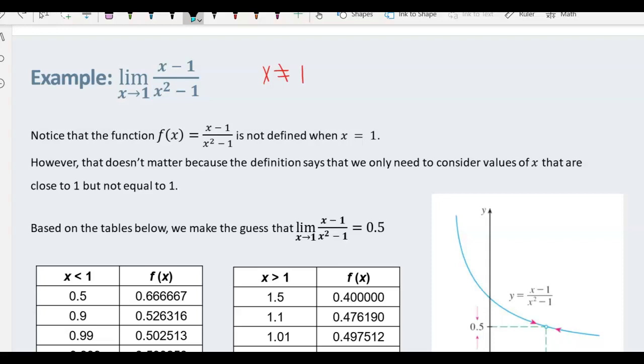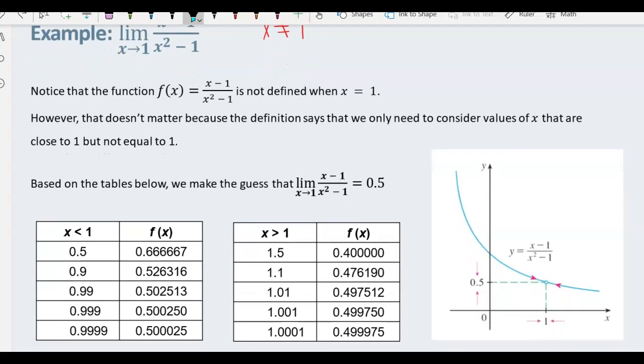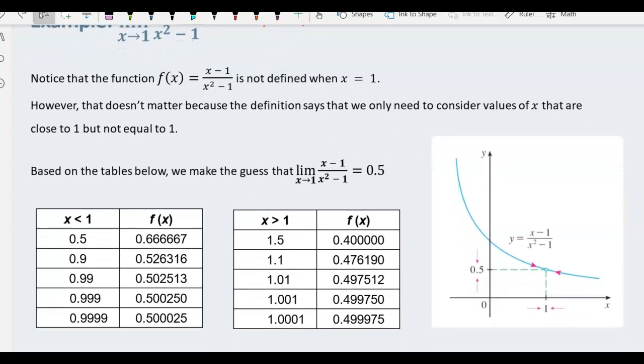But it doesn't matter that it's not defined, because if we were to take values of x that are close to 1, here we're getting closer and closer from the left-hand side, and here we're getting closer and closer from the right-hand side, both of those output values are looking like they're approaching 0.5, right?